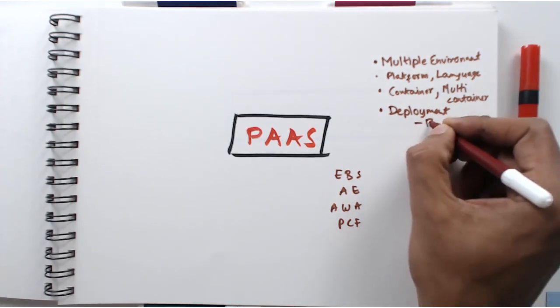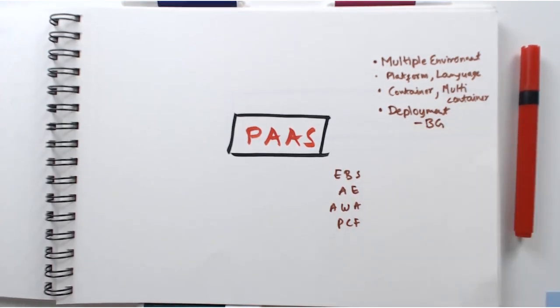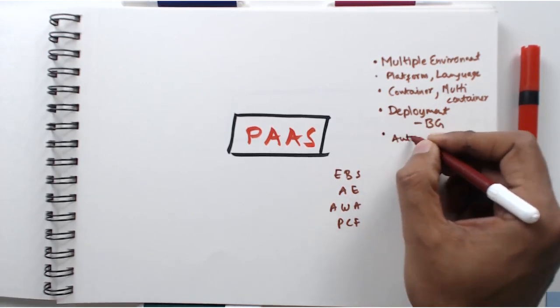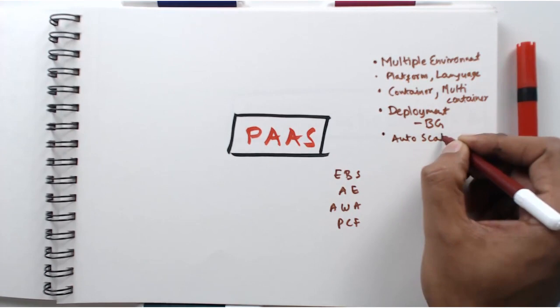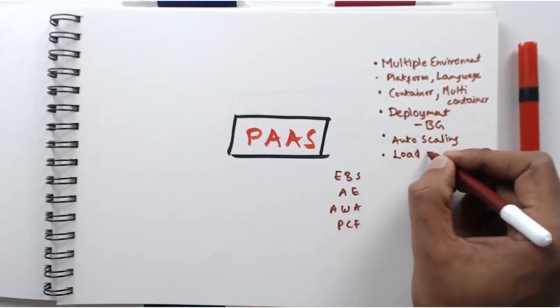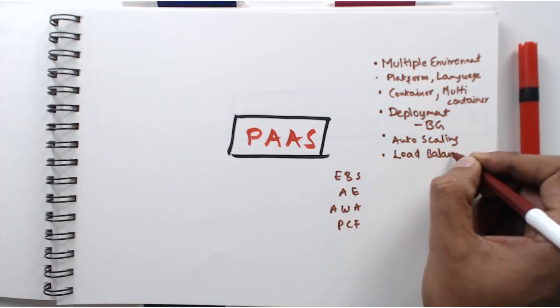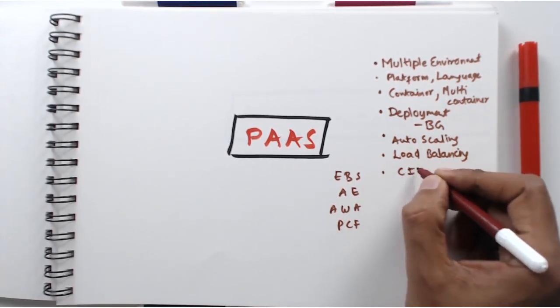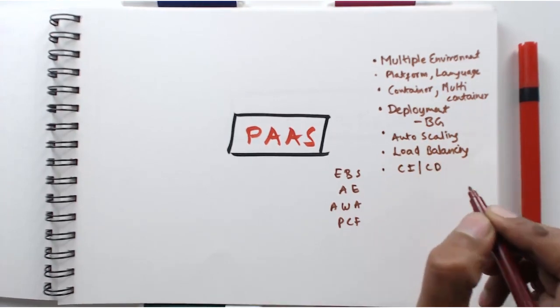This is called blue-green deployment, and almost all the platform as a service offerings, the basic ones, support this. The other options that are provided are auto scaling. You can scale the number of instances based on the demand. You have load balancing present. So you can load balance between multiple instances automatically, and they also provide continuous integration and continuous deployment options.